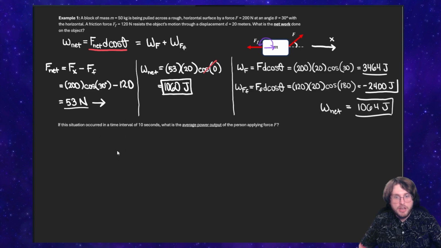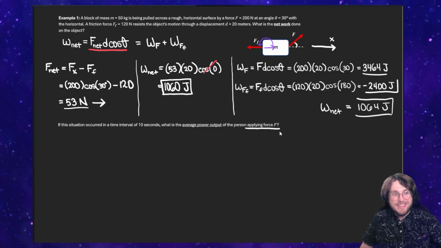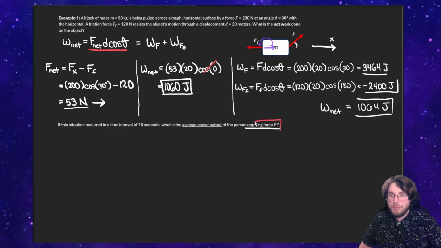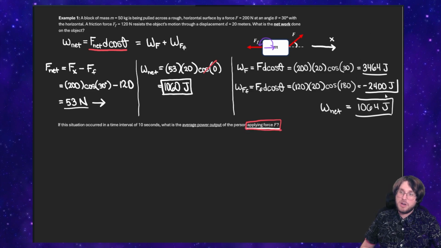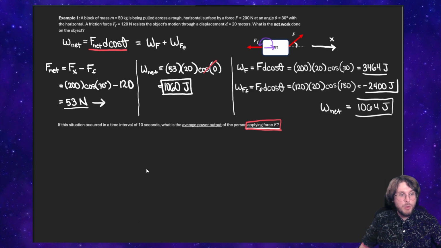All right, so the last part here is asking if the situation occurred in a time interval of 10 seconds, what is the average power output of the person applying force F? So this is what I mean, be careful. It is not asking about the power output of the net force on the system. It is specifically asking about the power output of the person applying the force. And so we should be thankful then that we found those individual works over here, because we are finding the power output of this work right here, the 3,464 joules. That is what the person personally is putting into this system.